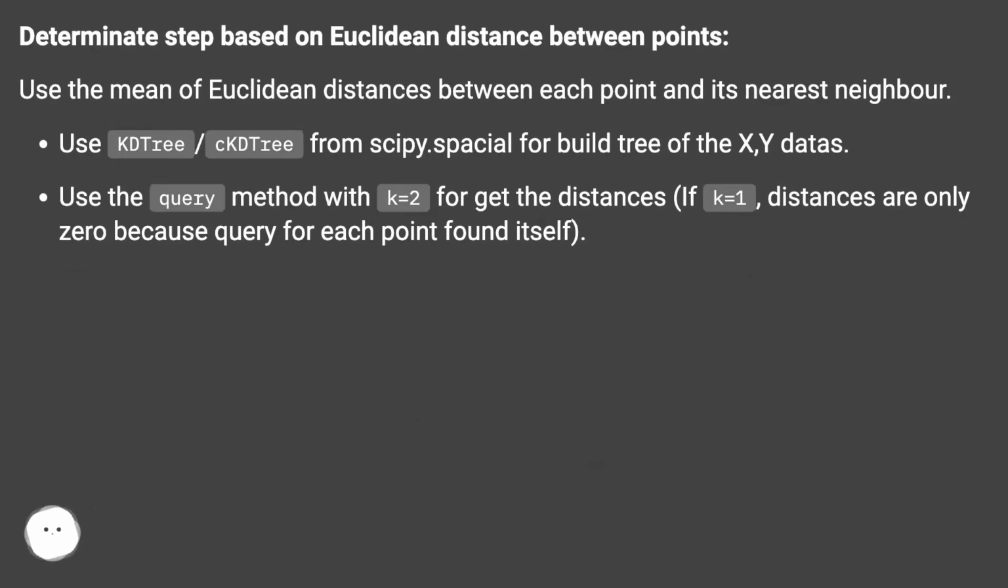Determine its step based on Euclidean distance between points. Use the mean of Euclidean distances between each point and its nearest neighbor. Use cKDTree from scipy.spatial to build a tree of the x, y data. Use the query method with k equals 2 to get the distances. If k equals 1, distances are only 0 because the query for each point finds itself.